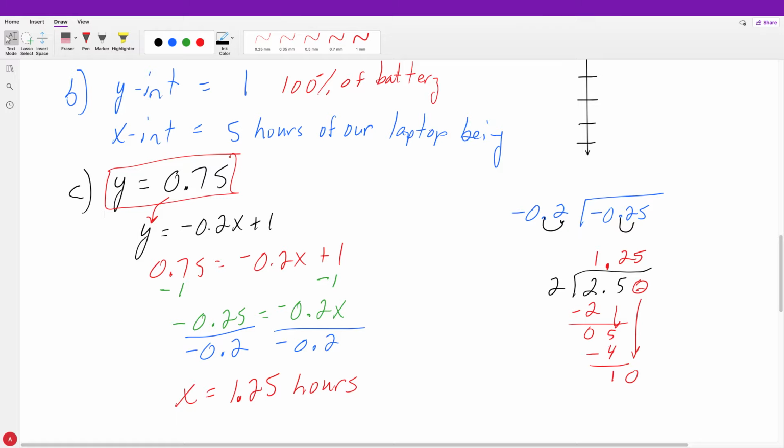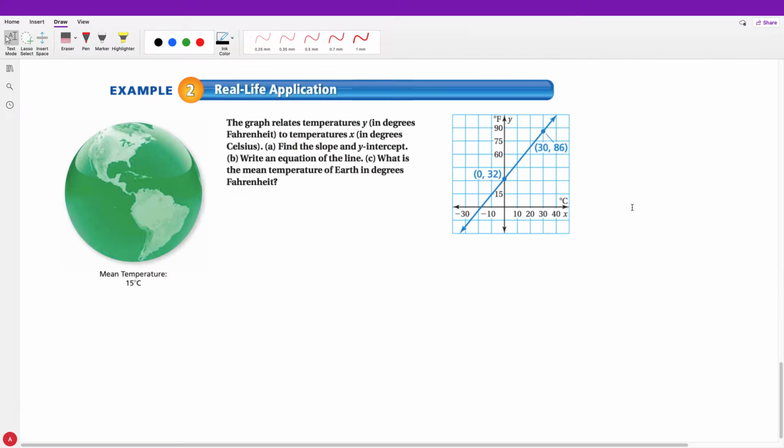All right, so there's one more question we're going to do for this video. So for this next one, it says the graph relates temperature y in degrees Fahrenheit to temperature x in degrees Celsius. So right away, I know that y is going to represent my degrees in Fahrenheit and x is going to represent my degrees in Celsius. It's telling me there. So the first thing it says is find the slope and y-intercept. So for A, the first one I can find really easily is my y-intercept because it tells me 0.32. So I know that B is going to be equal to 32.